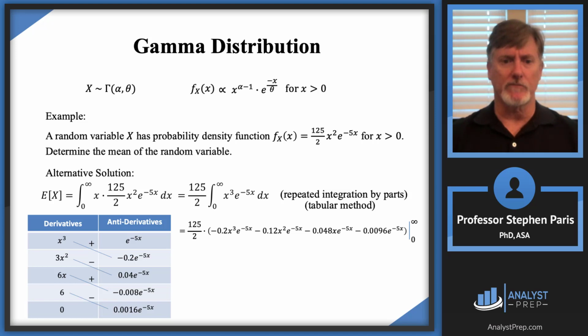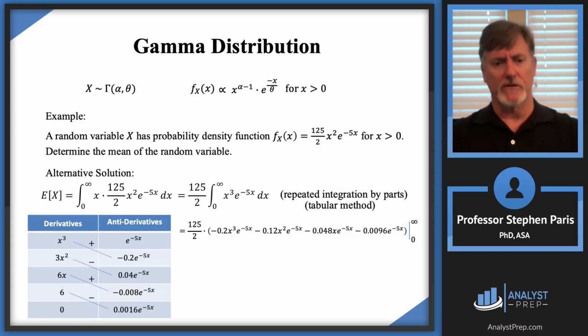So I factored out the 125 over 2, and when I take the signed product of the endpoints of the diagonal and add them all up, that's going to give me the actual expression for the integral there. So that's the tabular method for integration by parts. And then, of course, I'm integrating from 0 to infinity, so I have the evaluation of this expression from 0 to infinity. I've made this comment a few times before in other videos also.